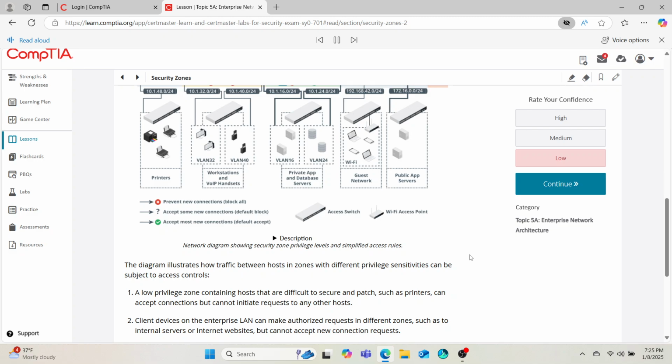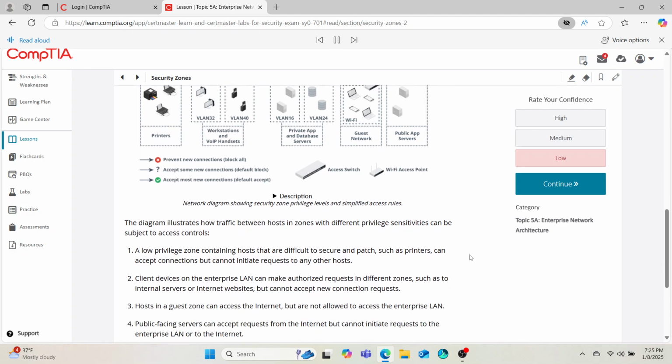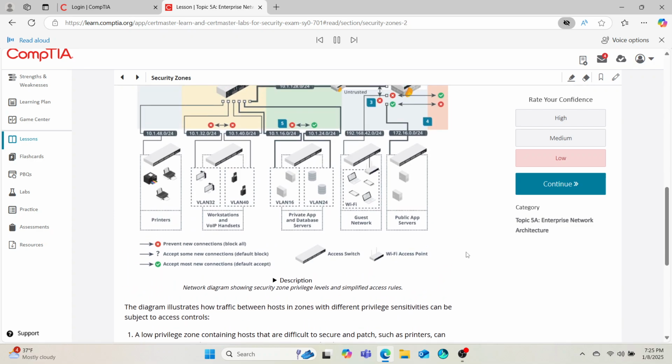The traffic between different privilege zones with respect to access controls are as follows. Low privilege zone accepts most new connections, default accept, from medium privilege zone. Medium privilege zone prevents new connections, block all, from low privilege zone. The subnet 10.1.32.0/24 prevents new connections from the subnet 10.1.40.0/24 and vice versa.